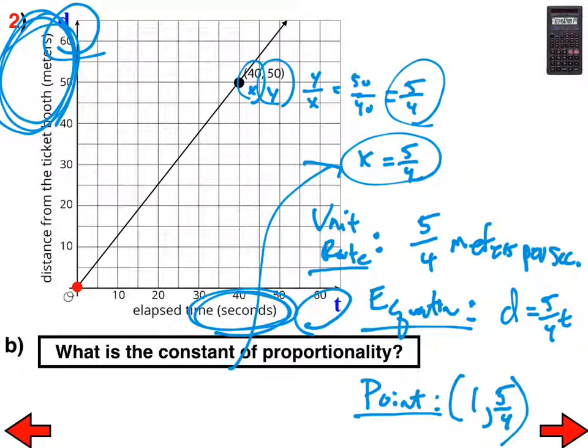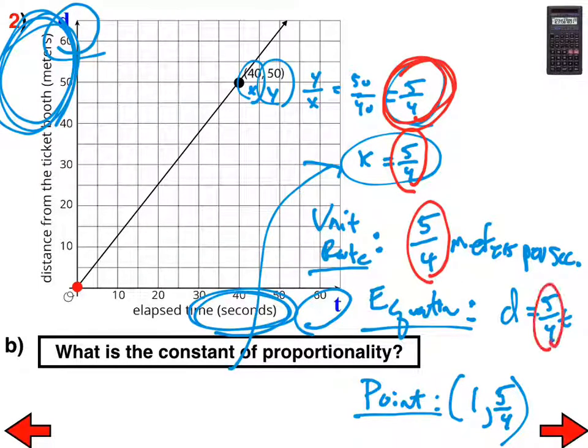1, 5/4. And once again, the hardest part of this is finding the constant of proportionality right here. Because 5/4 is there, 5/4 is there, 5/4 is there, 5/4 is there. Okay? All right, let's go ahead and turn the page. Let's take a look at number 3.